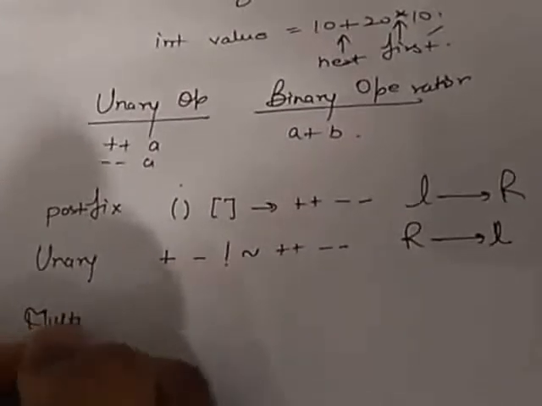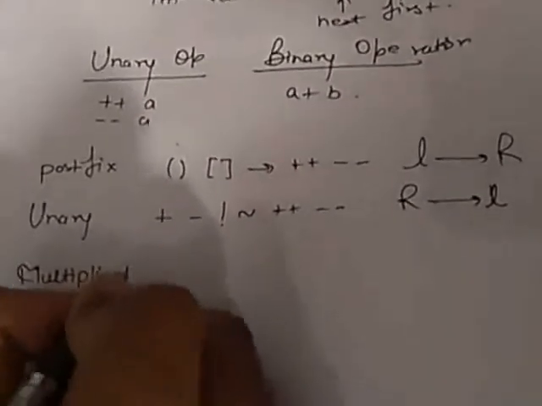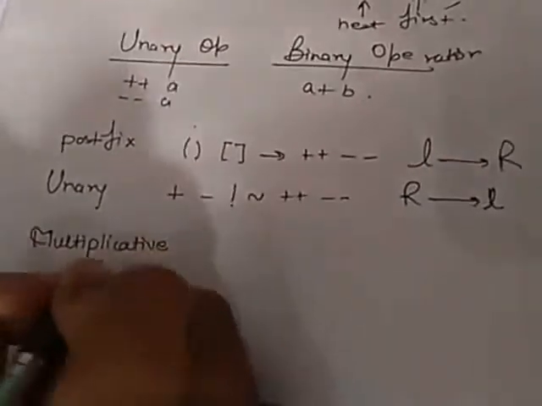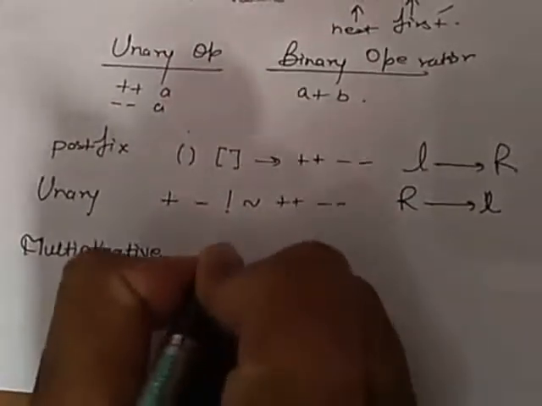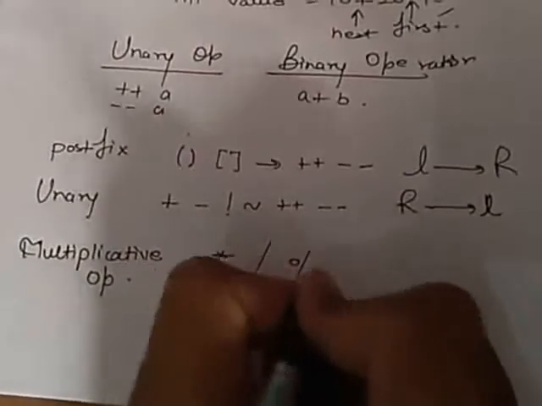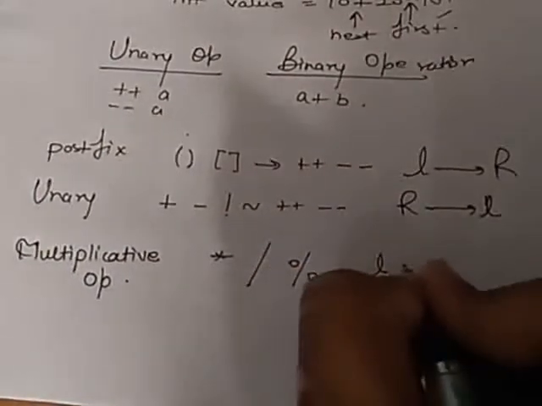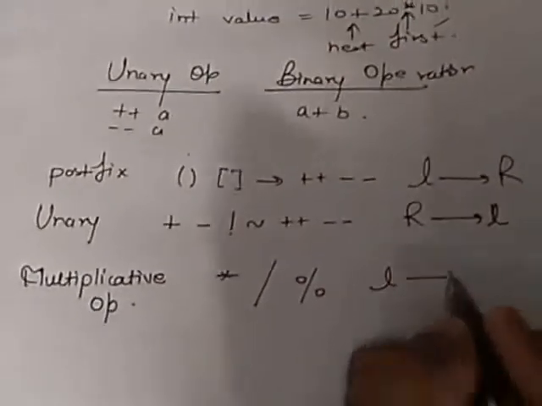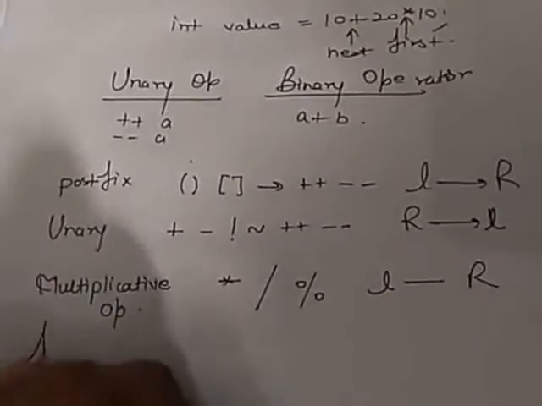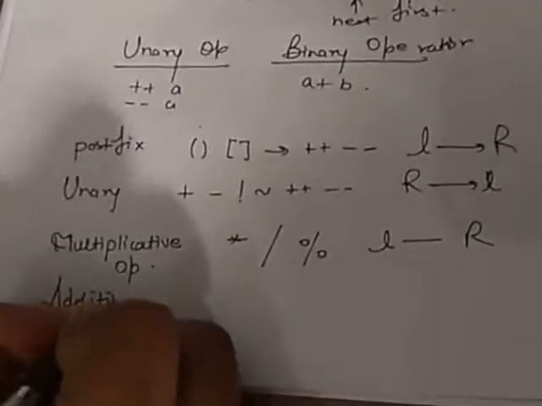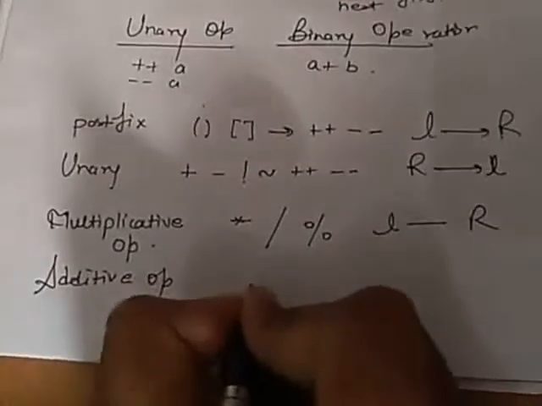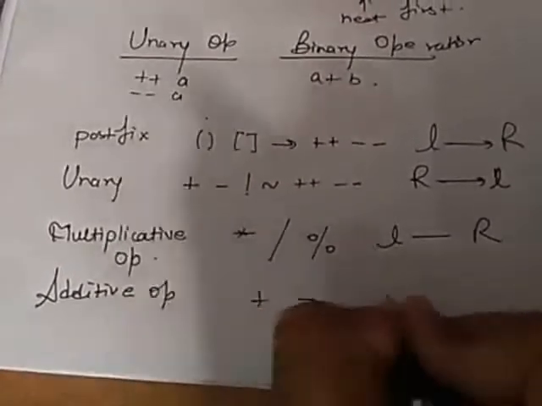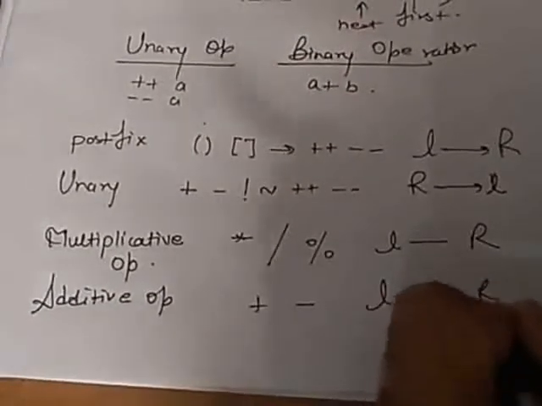Another one is multiplicative operators. These are asterisk, divide, percent, and their associativity is from left to right. We have additive operators, plus and minus, and their associativity is from left to right.